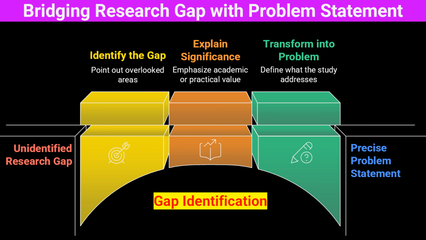Emphasize the academic or practical significance of addressing this gap. This shows the value and necessity of your study. Finally, transform the identified gap into a precise problem statement. The research gap highlights what is missing, while the problem statement defines what your study will address.